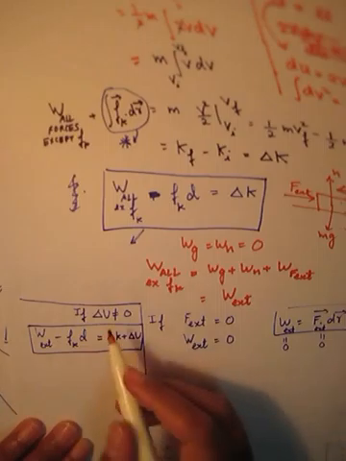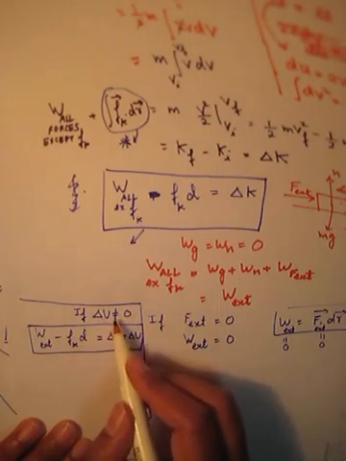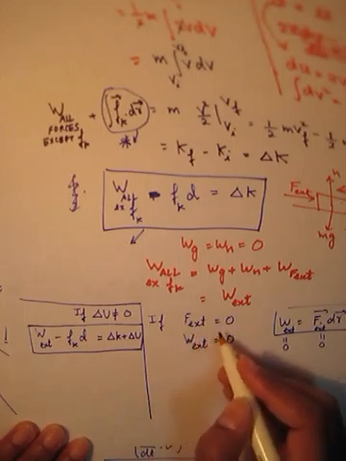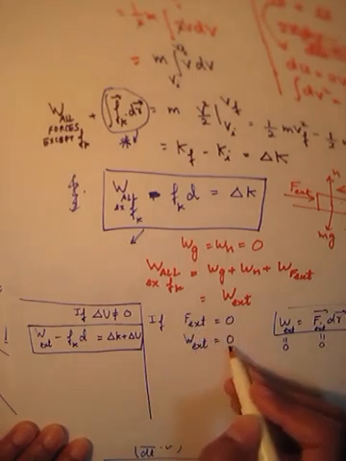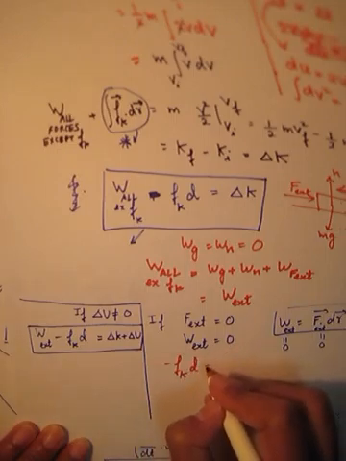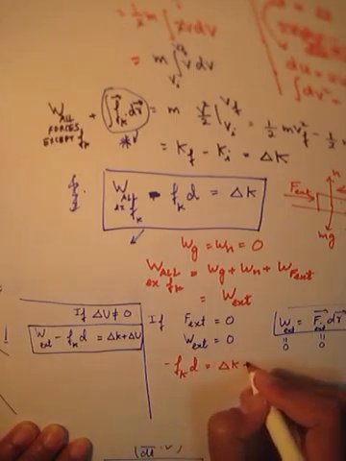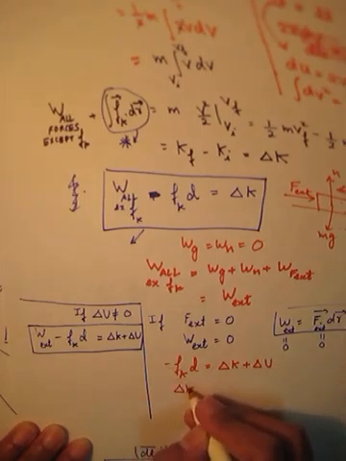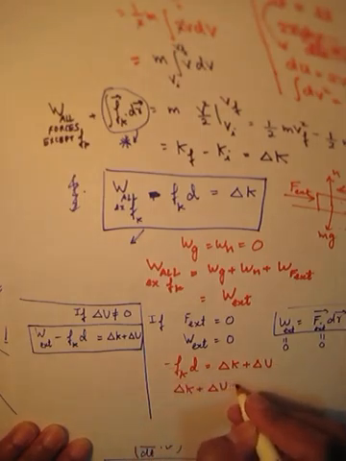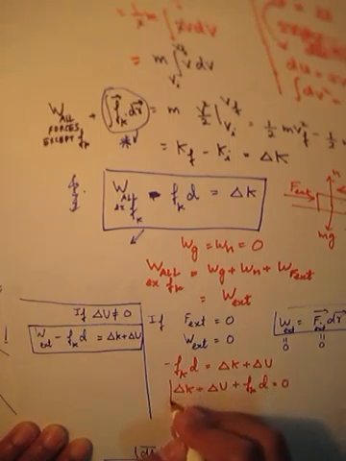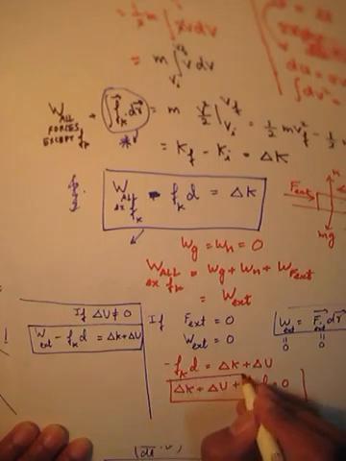If there is a change in height, then delta U will not be equal to 0. So let us now consider this situation. If the external work is 0, this will be equal to 0. So we can say that f_k d will be equal to delta K plus delta U, or delta K plus delta U minus f_k d will be equal to 0.